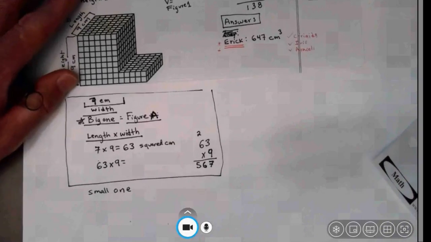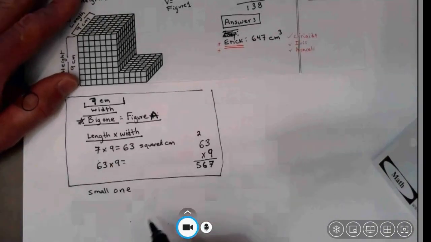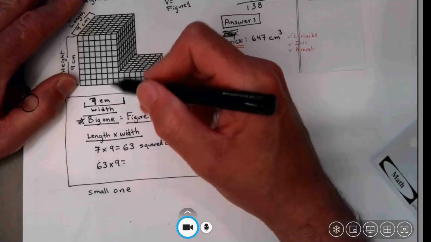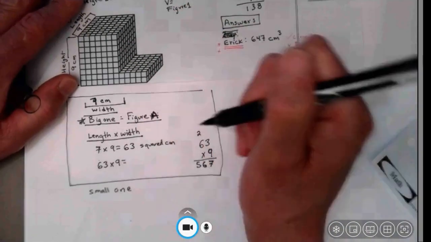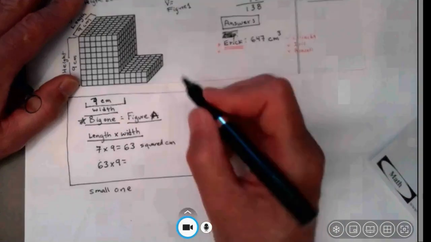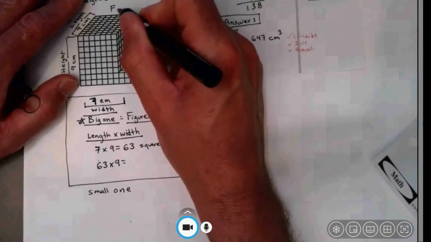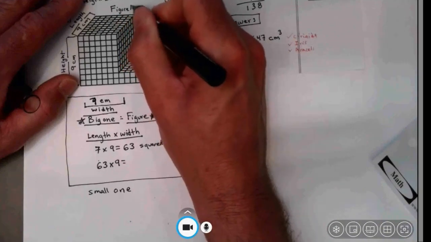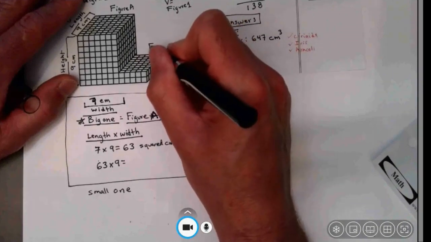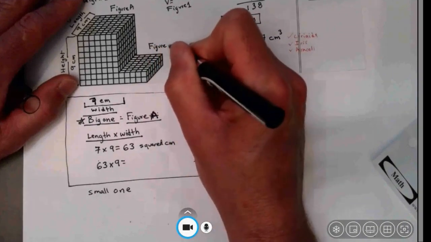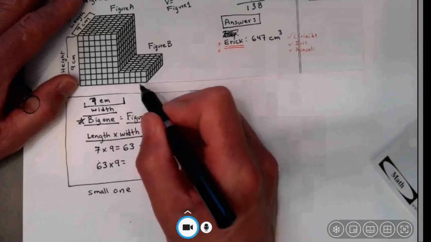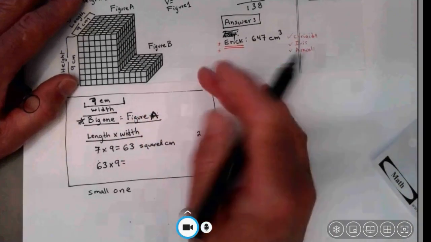All right, sure, let's go with the small one. So what are the measurements for the small one? Now, Eric, did you color it, or did you label it, or did you just straight count it like that? I labeled it. You labeled it. Okay, so that's the big one, right? Figure A. And this one is the small one. Of course, you called it the small one, but it's figure what? B. All right, so tell me the dimensions of the small figure.